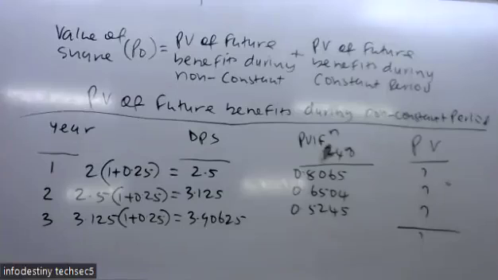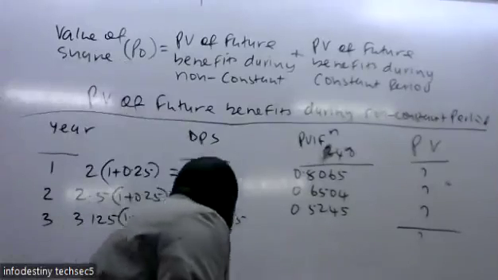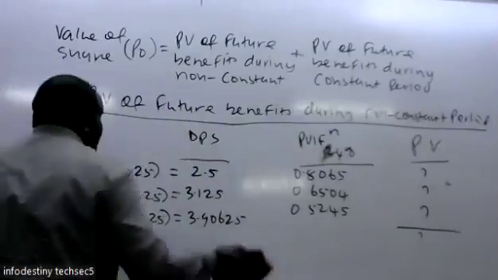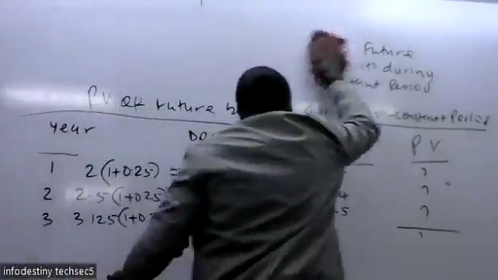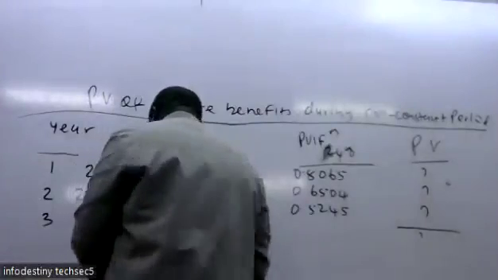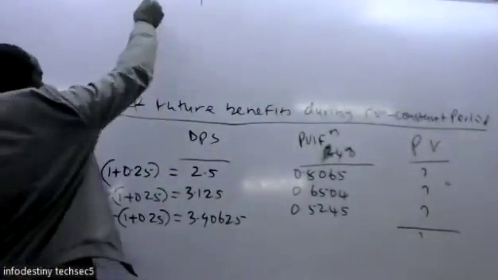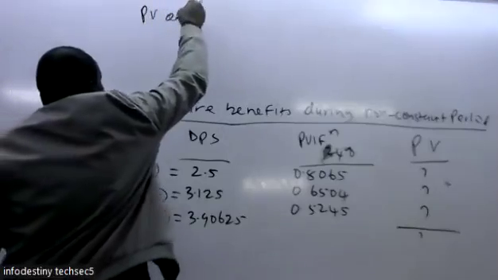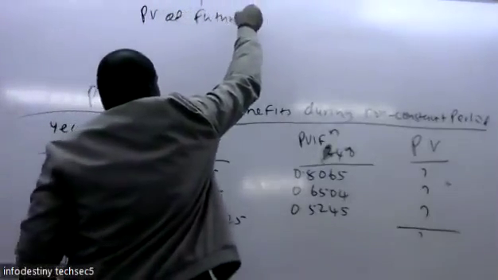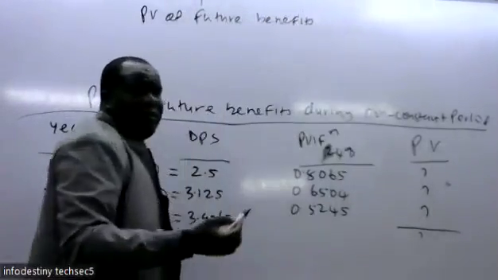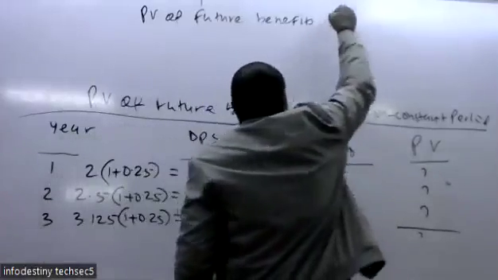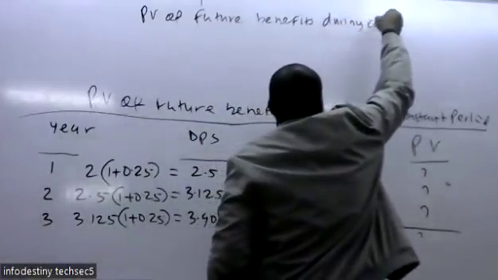So that is now during the non-constant period, but there is also the one for the constant. We add the present value of the future benefits during the constant period. This one is for the non-constant. So the other part should be the present value of the future benefits during the constant period.